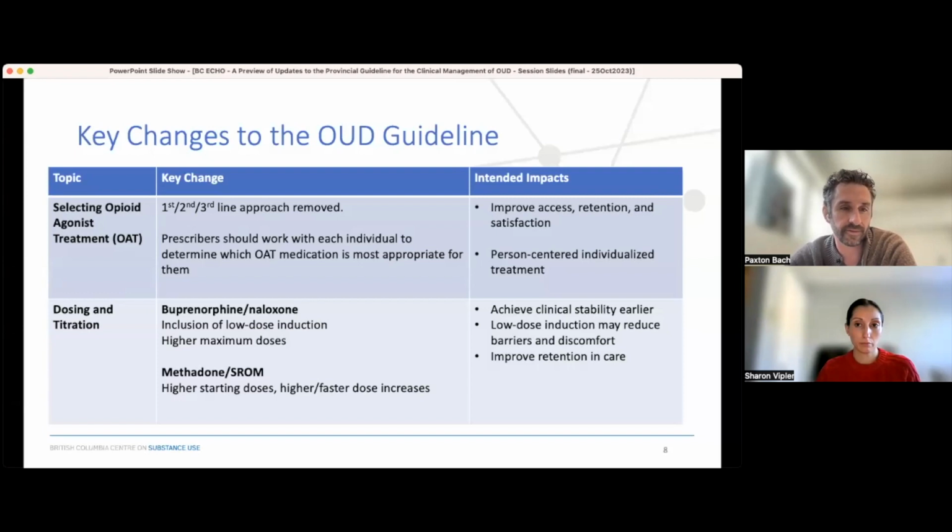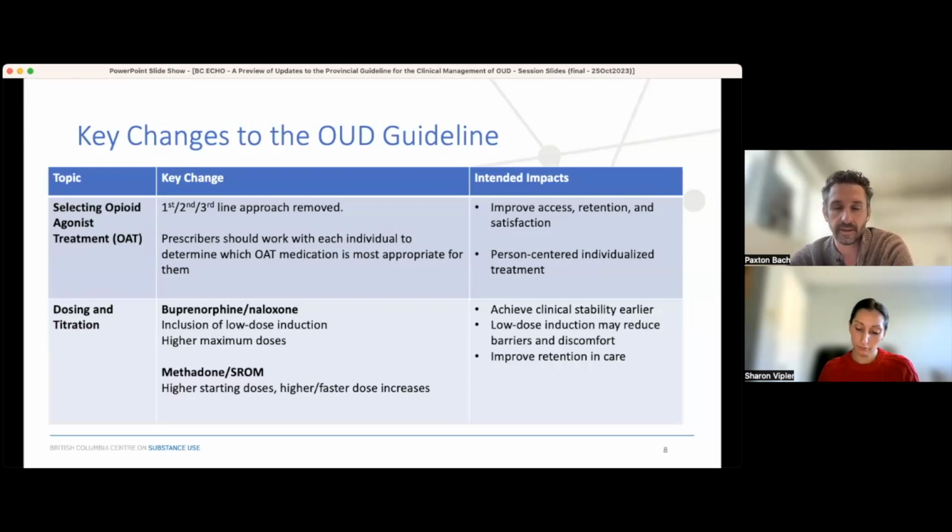So first of the key changes that we'll talk a little bit about today, and Dr. Vipler will talk about this one, is a reassessment of the way that we have recommended selection of opioid agonist treatment. Many of you may be familiar that the 2017 guideline recommended first-line buprenorphine, second-line methadone, and introduced for the first time our third-line agent, slow-release oral morphine, or Kadian.